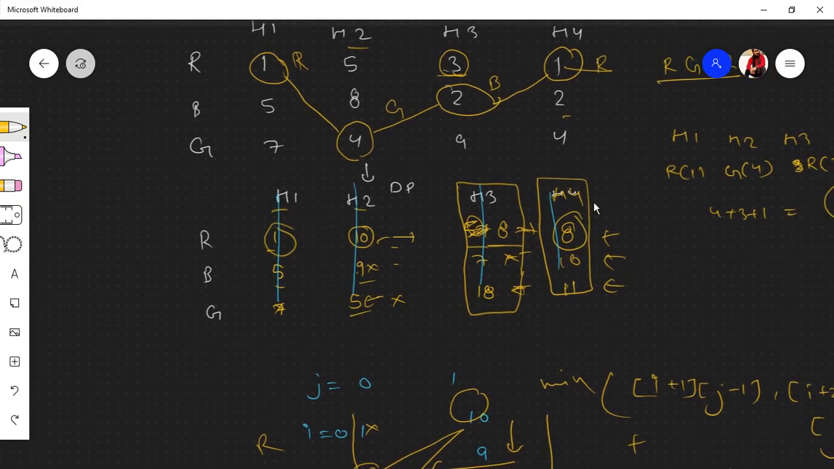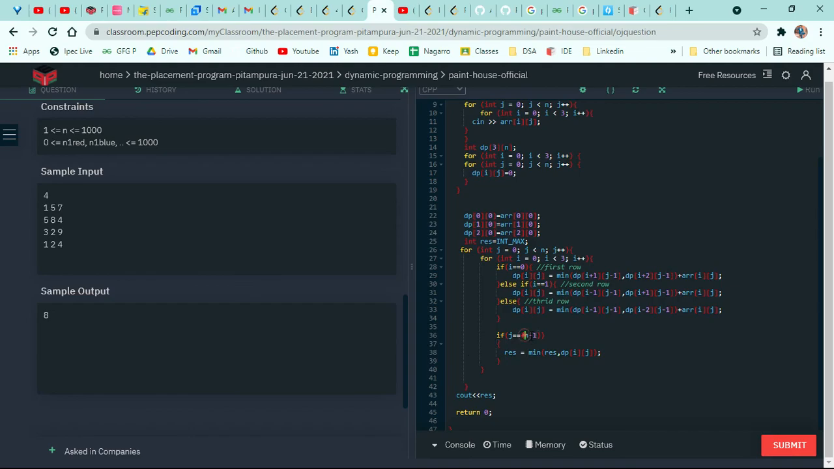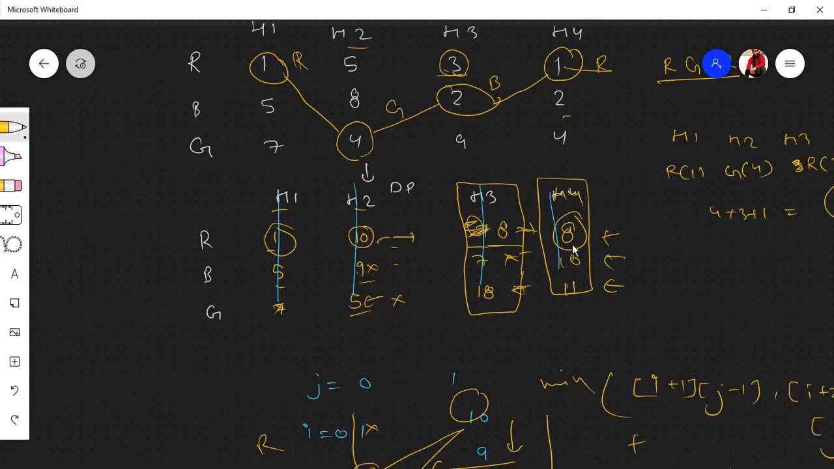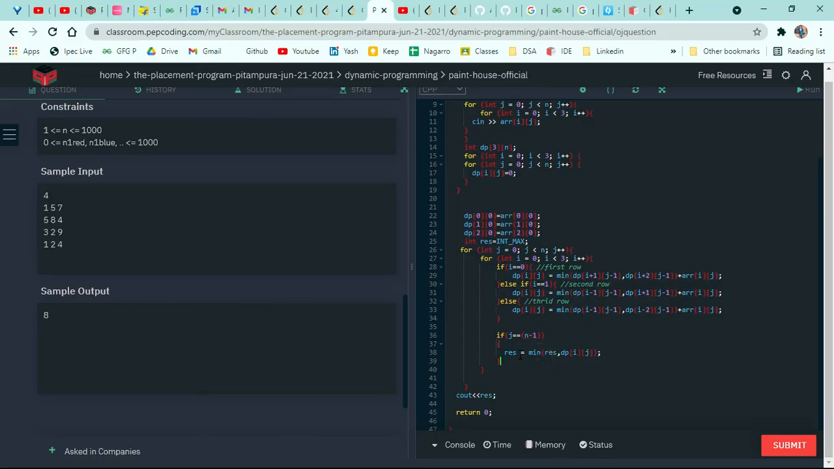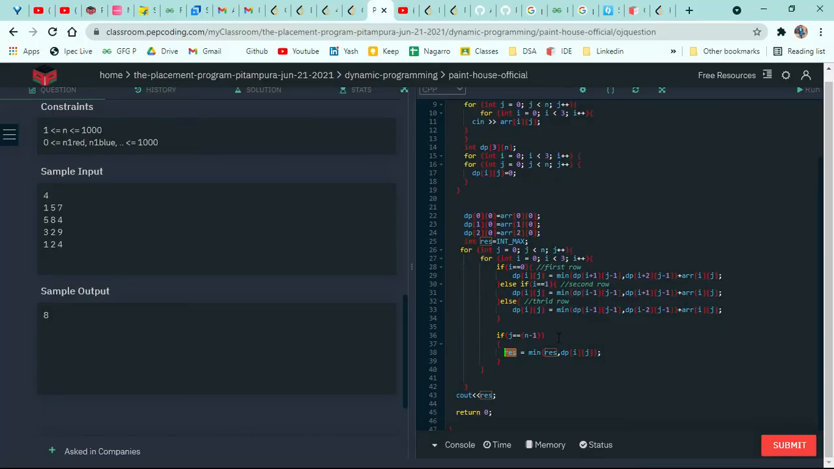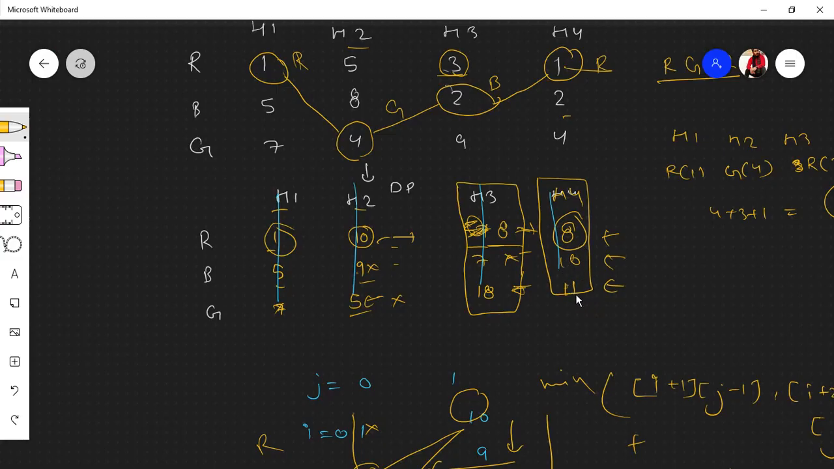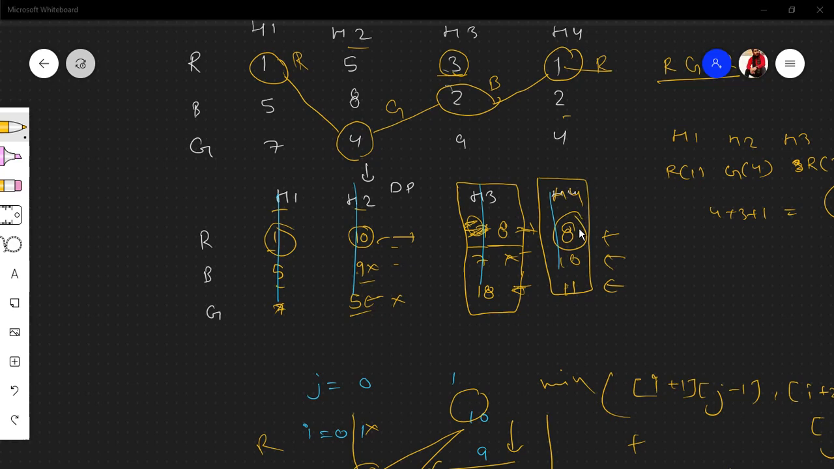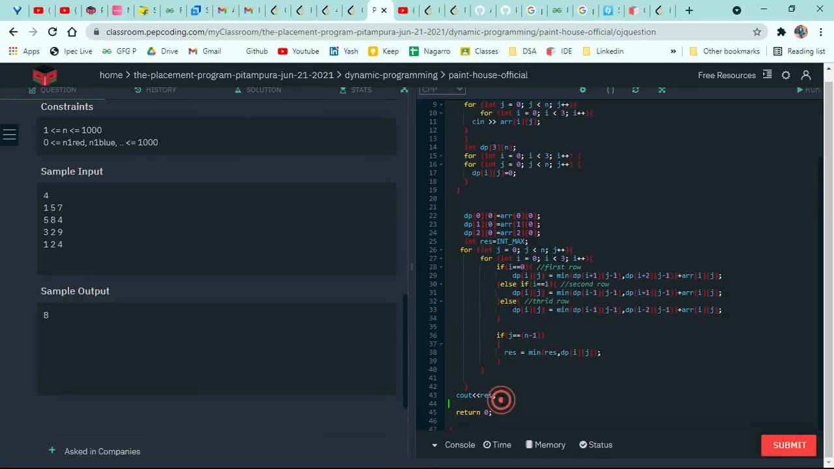Now, all houses are painted, and which is the minimum? What is the minimum cost? So I need to find the minimum. Instead of running another loop, I'll just keep calculating on the go. Whenever I am in n minus one, basically in my last column, each value which will be filled will be checked with the previous value to see if it's the minimum or not. For example, 8 was filled, 8 will be checked with 10, then 10 will be checked with 11, and 8 will remain as the minimum value. So in the end, I'll return my minimum value.